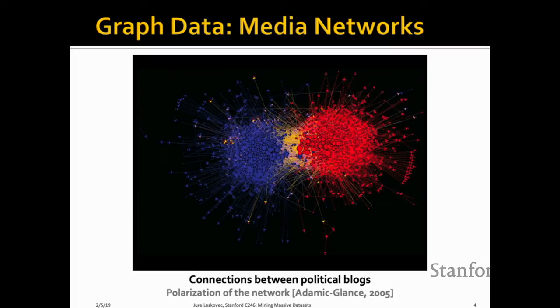Another case where analysis of networks is amazingly important is if you want to understand the media ecosystem. If you want to understand polarization, opinion formation, and things like that, then networks are an example of this. What is this? This is a visualization of United States political blogs and how they link to each other. And the blogs are colored based on political affiliation. And you can see this nice but worrying separation between the two sides, the red and blue, right?